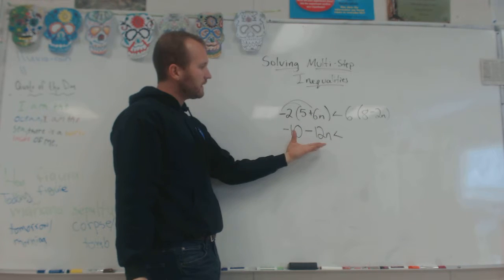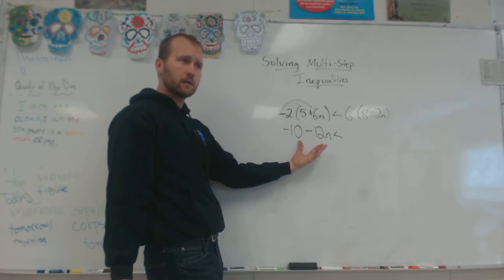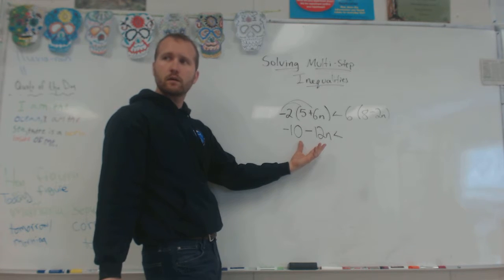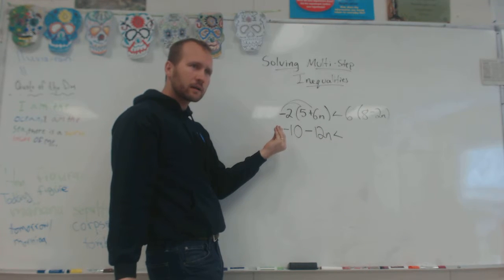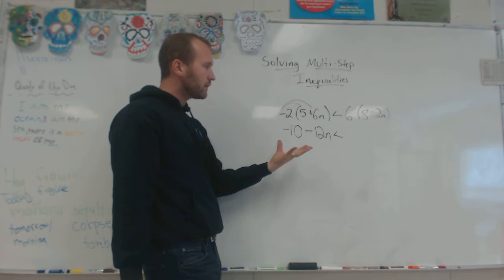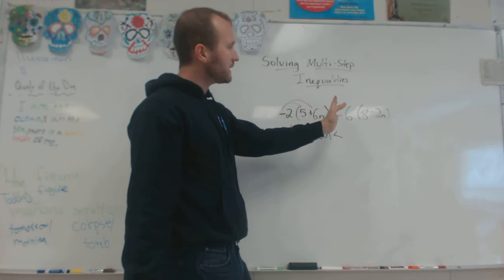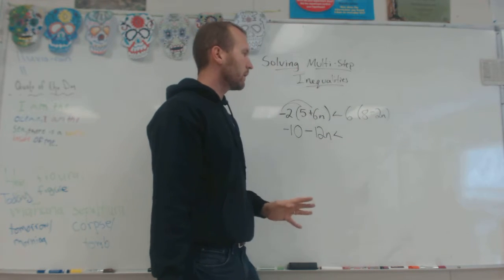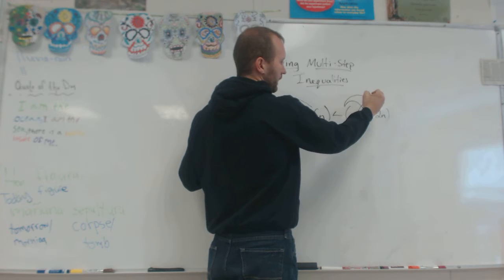Okay. Is there anything else I can do to simplify this side of my inequality? Are there any like terms that I can combine? No, there isn't. Any more distributive property? Not really. So I'm going to say, okay, now I'm done with that side for now. Now let's just look at this side. What can I do to simplify this side? Well, I can do the distributive property again.